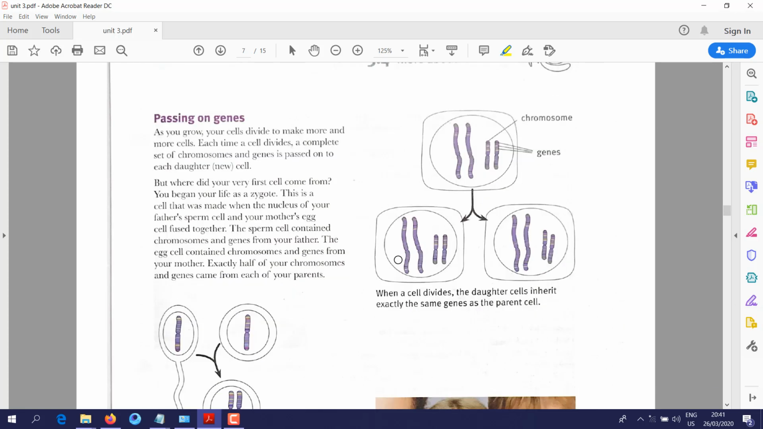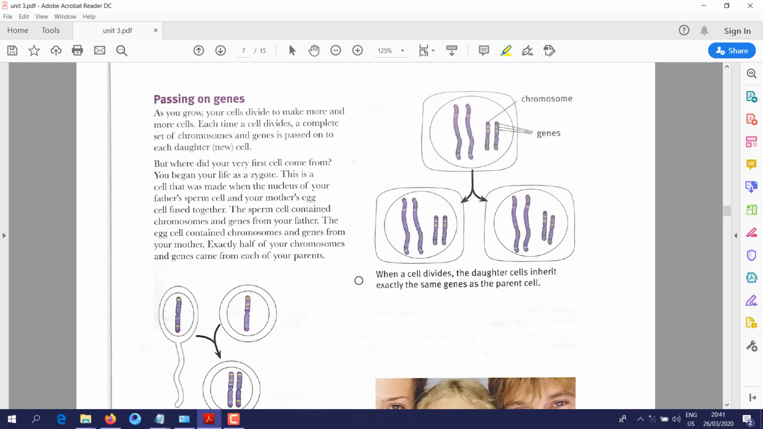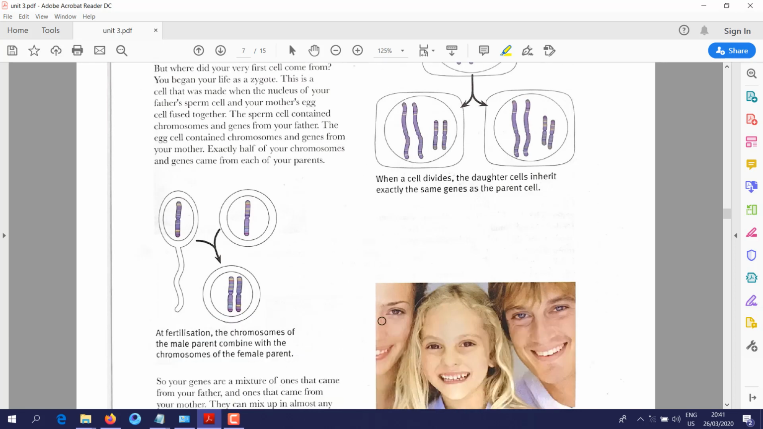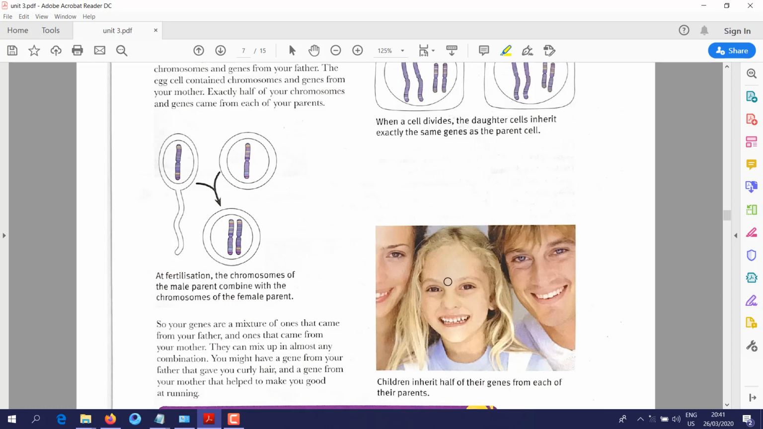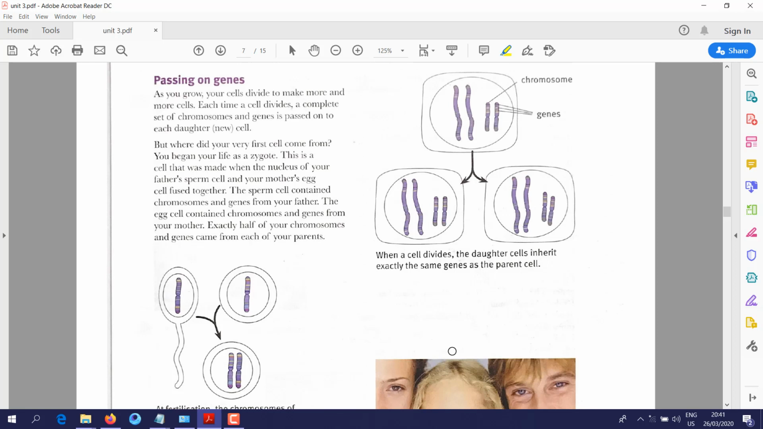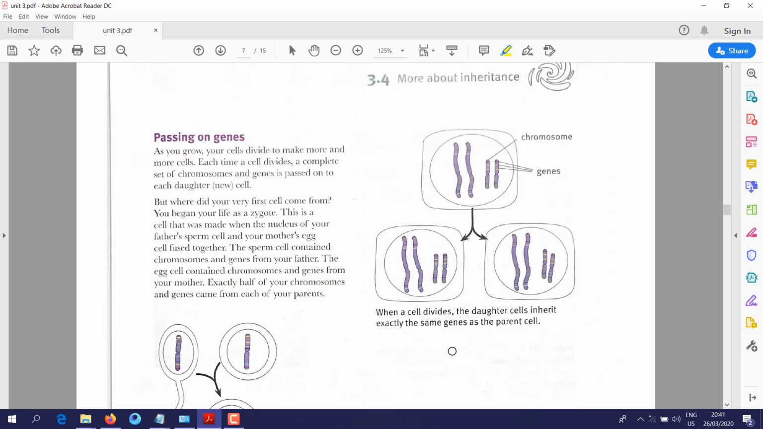Then passing on genes. Again, take a look at this picture. Children inherit half of their genes from each of their parents. If you look at this girl, she looks like both parents. Hair is like father, eye colors are like mother, and some other features. Why does this girl share these features? Why didn't she get just, for example, features of her mom? Why not only features of her dad? The reason behind this is what?